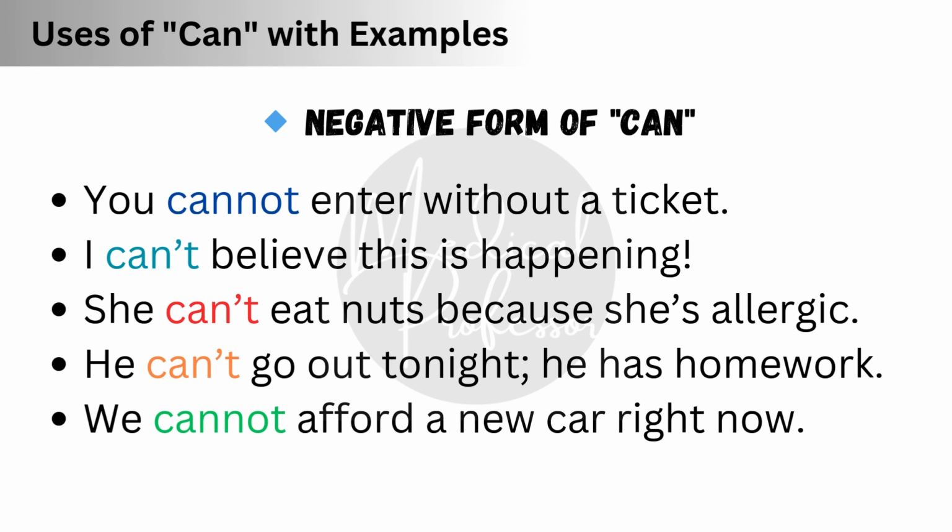Negative form of can. The negative form of can is cannot or can't. For example, you cannot enter without a ticket. I can't believe this is happening. She can't eat nuts because she's allergic. He can't go out tonight. He has homework. We cannot afford a new car right now.